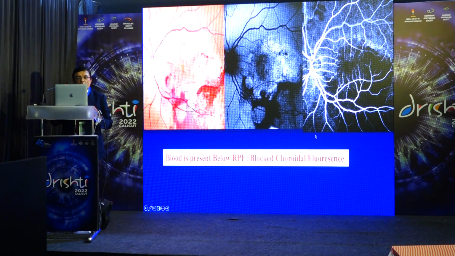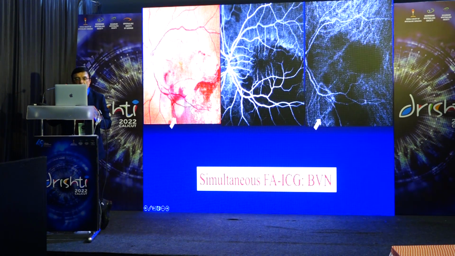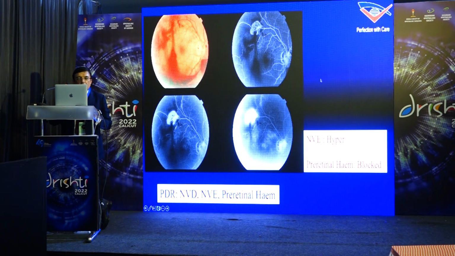This is again an example of a sub-RPE blood. There's a large area of blood with a corresponding FAF, and you can see that in the angiogram, the retinal circulation is seen, the choroidal hyperfluorescence is not seen. Similarly, simultaneous FA-ICG, here you have a pre-retinal hemorrhage, you find a neovascularization, so you have a hyper, then you have a hypo because of presence of pre-retinal blood.